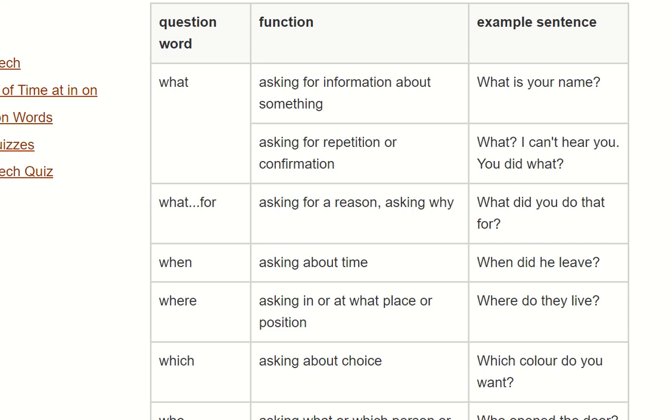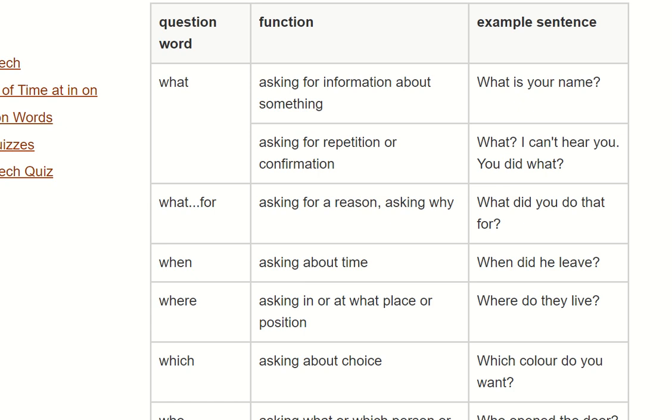The first one is what. We use what in order to ask for information about something, obviously. For example, what is your name? This is the easiest example. Or you saw something black and bulky and you ask, what is that? You ask because you do not know what it is.